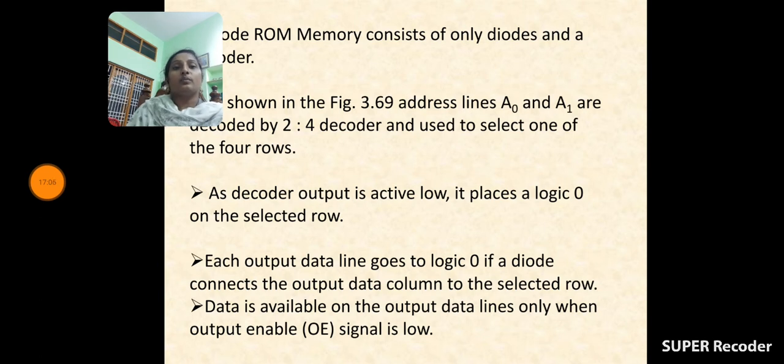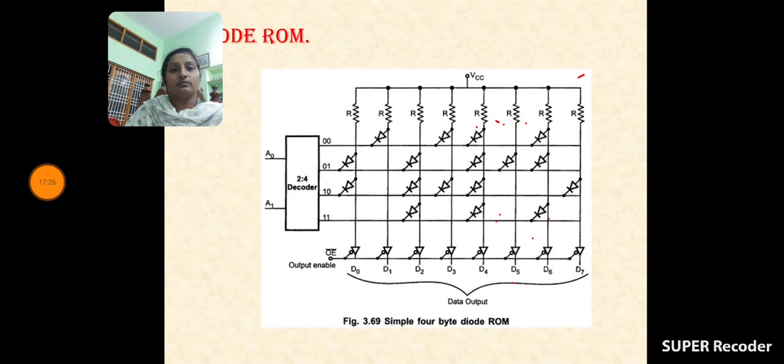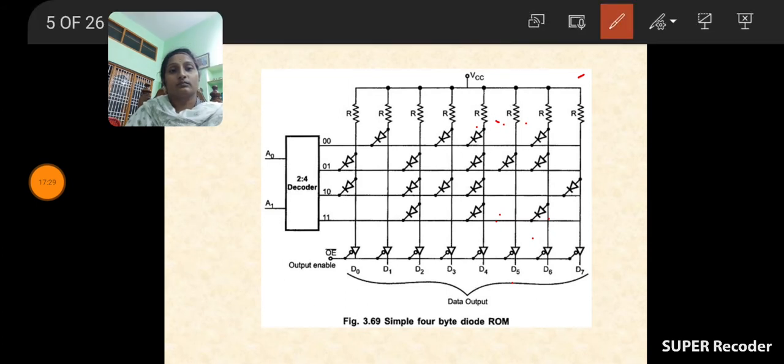If the output data line goes to logic 0, a diode connects the output data column to the selected row. Data is available on the output data lines only when the output enable signal is 0. So when we are getting data, see here, one special signal is there, output enable bar. So what is it? Output enable bar.